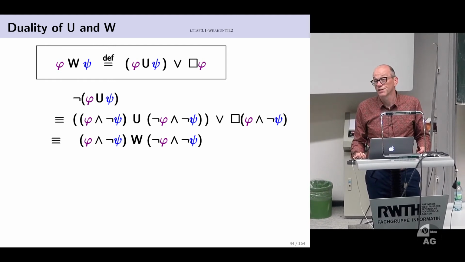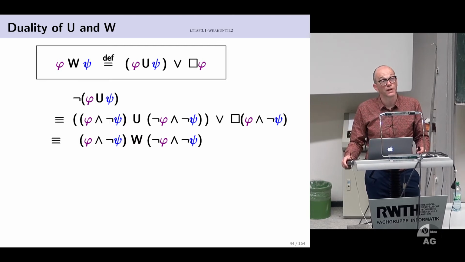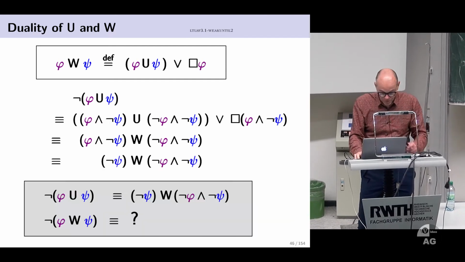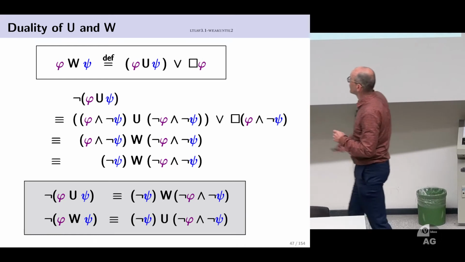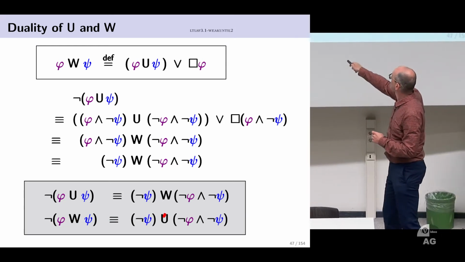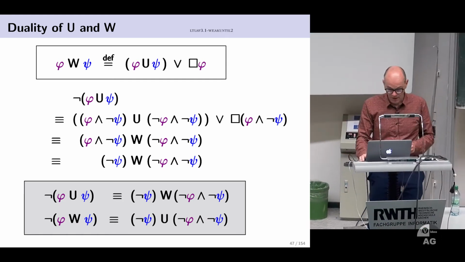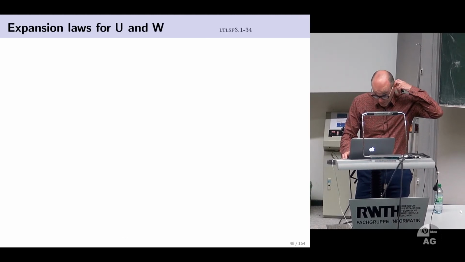Another way of saying this is that the weak until is in some sense the negation of a strong until. Good. The same you can do with the negation of a W. So the negation of a W formula is equivalent to something with an until formula. So the duality goes in both directions. That's why the top of the slide says duality of U and W.